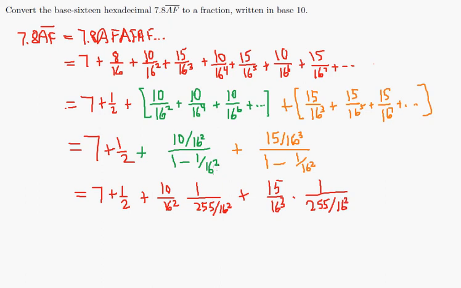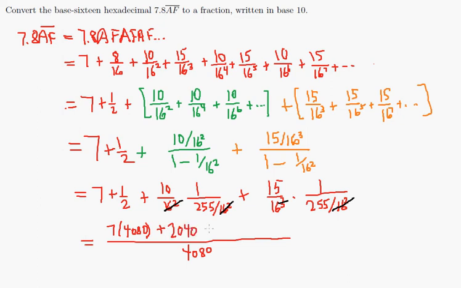Okay, now let's simplify this. Clearly 16 squared cancels 16 squared here, and 16 squared cancels two of the 16s there. So my common denominator is going to be 16 times 255, and 16 times 255 is 4,080. So I have a common denominator of 4,080. So 7 times 4,080. Then this next bit, 1/2, is the same as 2040 over 4,080.